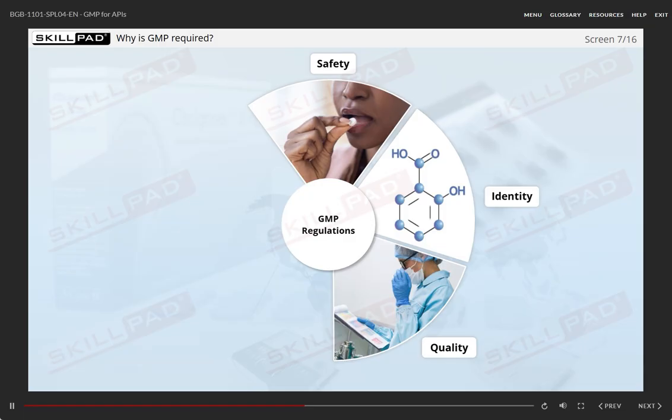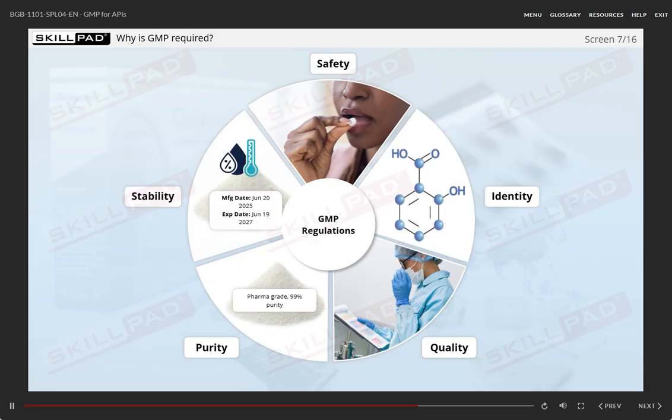Quality. The API is manufactured using the correct methods and materials. Purity. The API contains only what it is supposed to contain, with no unwanted materials or contaminants. Stability. The API retains its safety, purity, and effectiveness for the duration of its shelf life. The shelf life is the period of time during which a product may be stored and still remain suitable for use.